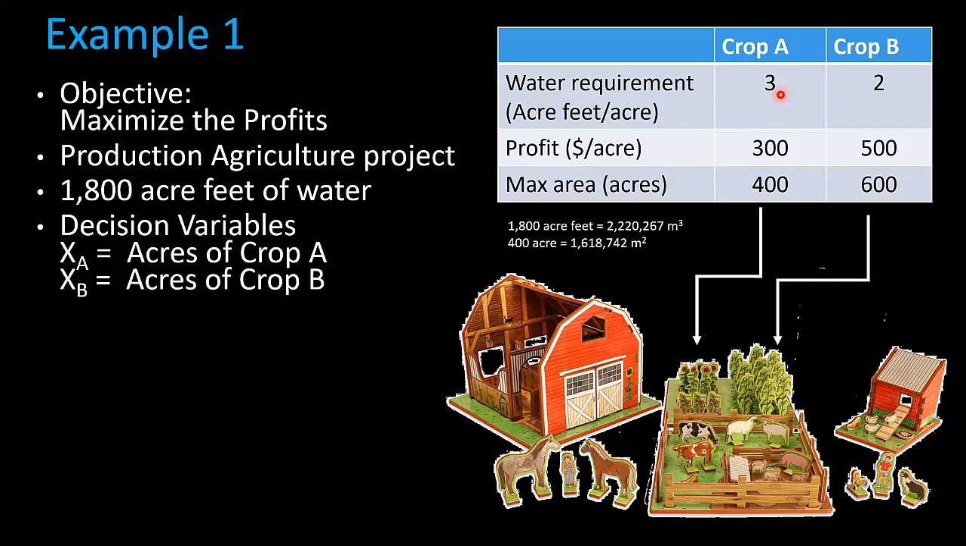Now, for crop B, you can plant up to 600 acres. So that's how much you can grow or produce on this area. You get out of it $500 per acre of this crop, and it requires 2 acre-feet of water per acre. Again, this will be more on the side of lettuce, some vegetables.